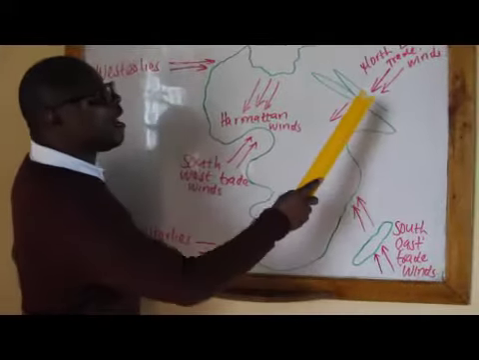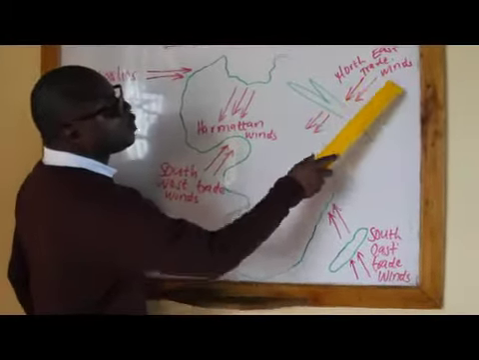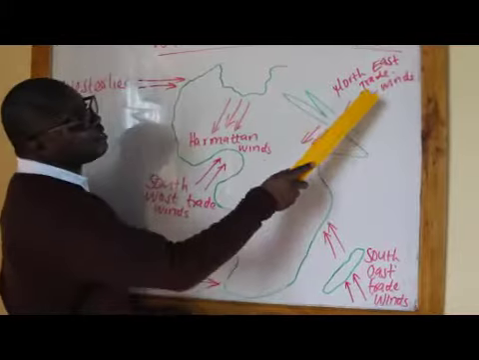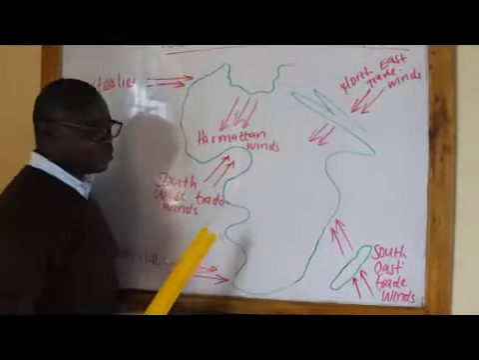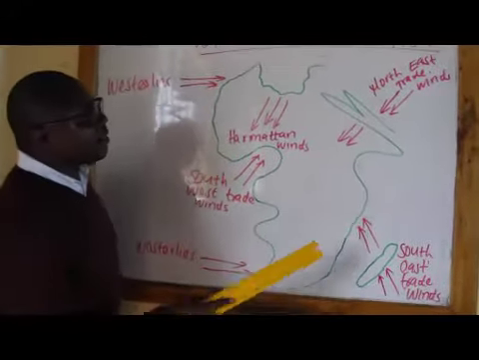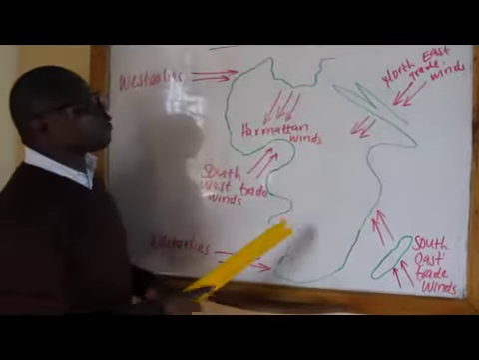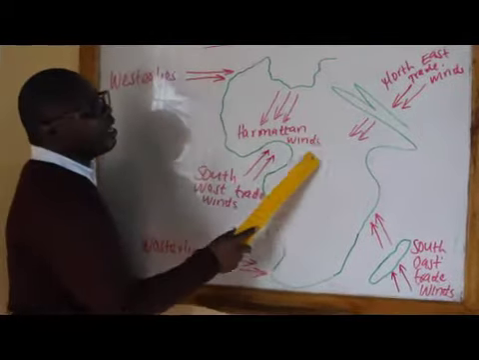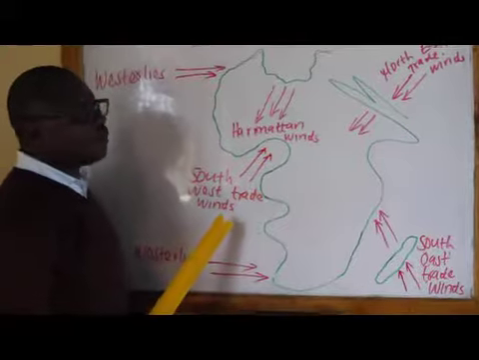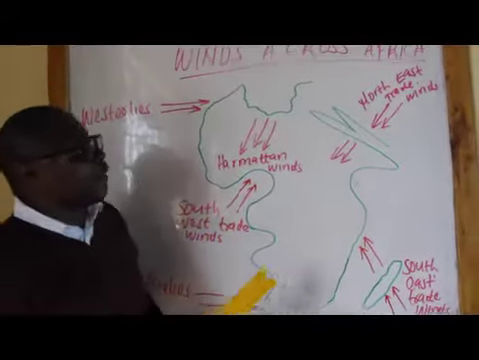Now we also have another wind known as northeast trade winds. These are the winds that blow from the northeast direction of the compass. And this wind is responsible for causing short rains in the East African region.